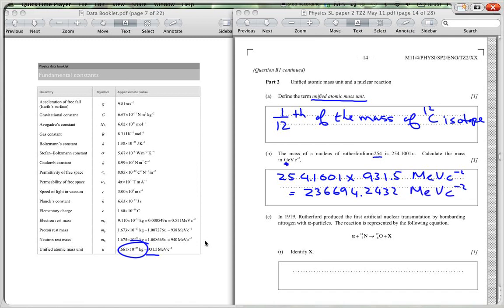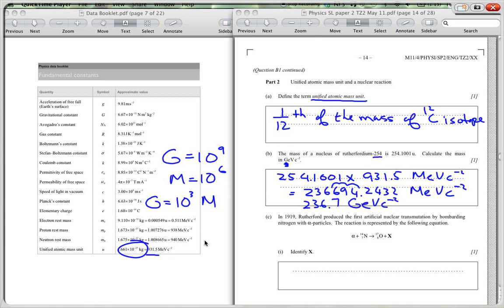But they want it in giga. Now remember, a giga is 10 to the 9, and a mega is equal to 10 to the 6. So 1 giga is equal to 1,000, 10 to the 3 mega. So if I want to convert this to giga, I've got to divide this by 1,000 or take 3 decimal places out. So I'm going to get 236.7 GeV c to the minus 2.